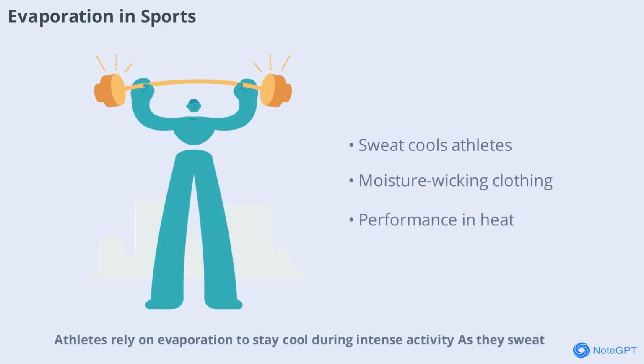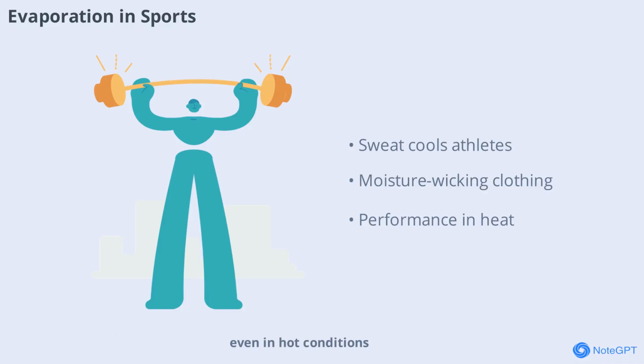Athletes rely on evaporation to stay cool during intense activity. As they sweat, the moisture evaporates, helping regulate body temperature. Sports clothing is often designed to wick moisture away from the skin and promote evaporation. This keeps athletes comfortable and performing at their best, even in hot conditions.